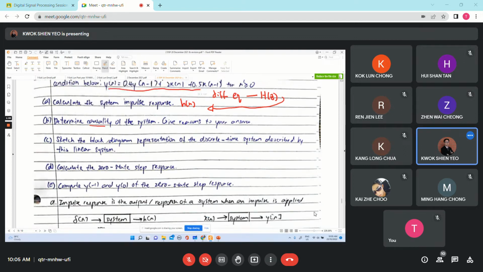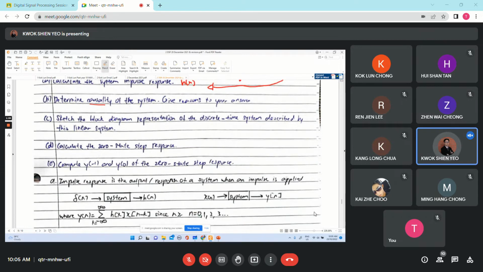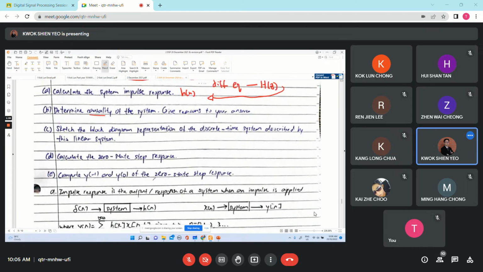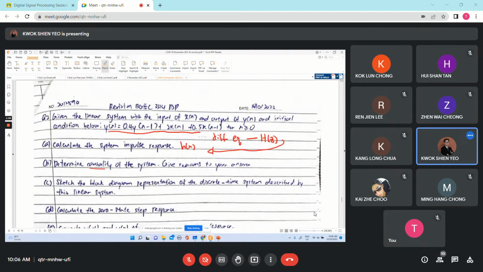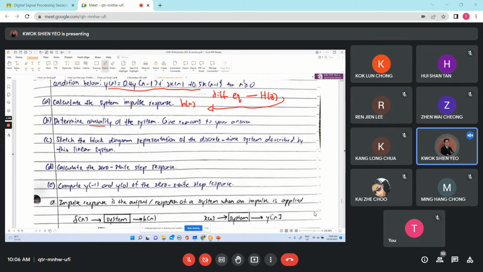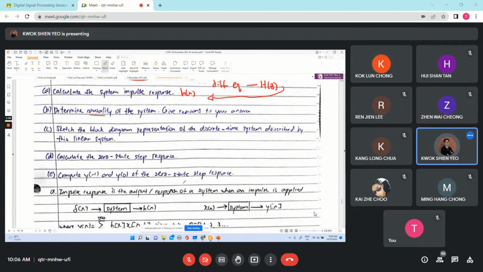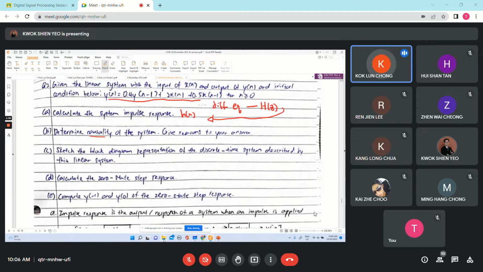Sketch the block diagram described by this linear system. Calculate the zero state response and compute y. Oh, this looks like the tutorial questions or the example in the slides, is it? Yeah, I think it's more similar like that.